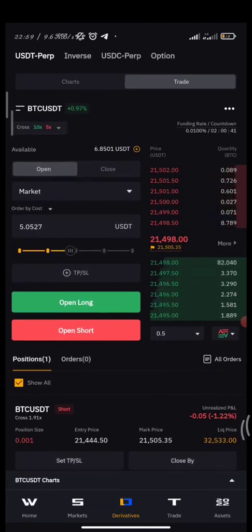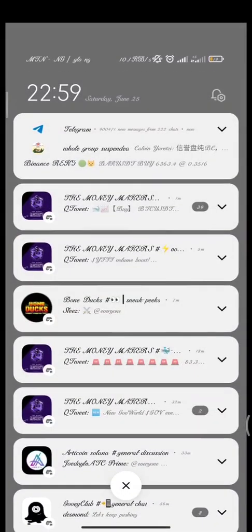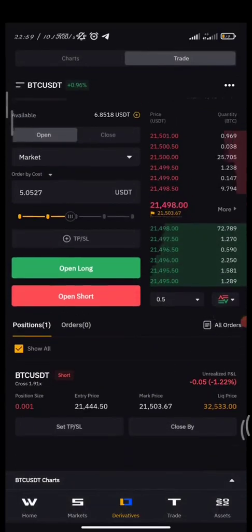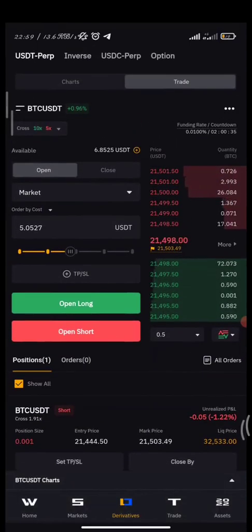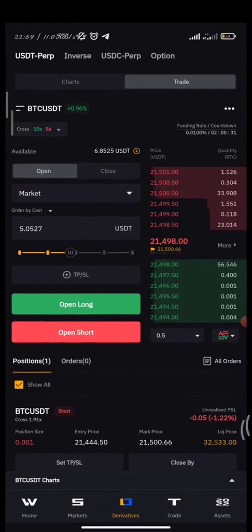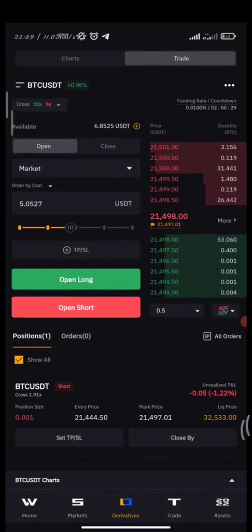Since I'm not in for trading, I don't trade on weekends. So this is not a trade I'm going to hold. I'm just going to close it.